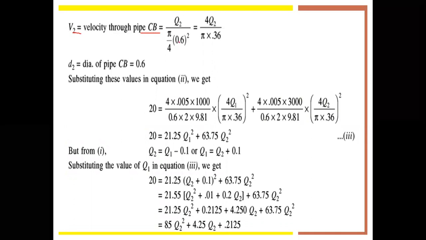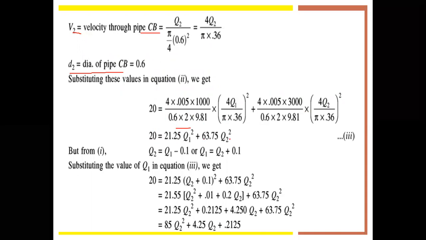Now taking the velocity through the pipe CB. Therefore, Q2 by area. So after substituting this one, D2 of the pipe is 0.6. Substituting these values in the above thing, we are getting 20 into 4 into 0.005 into 1000 by 0.06 into 9.81. So finally, after solving this problem, 20 is equal to 1 square plus 63.75 Q2 to the power of 2.